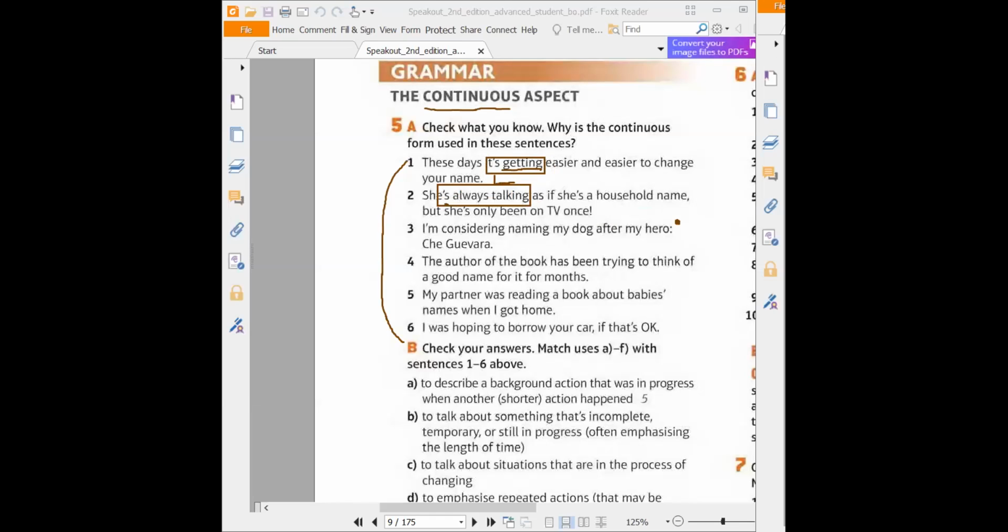Okay, so we just unraveled two sentences. Let's look at the third one. They're telling us, I am considering naming my dog after my hero, Che Guevara. Okay, so again, why did they use this tense?